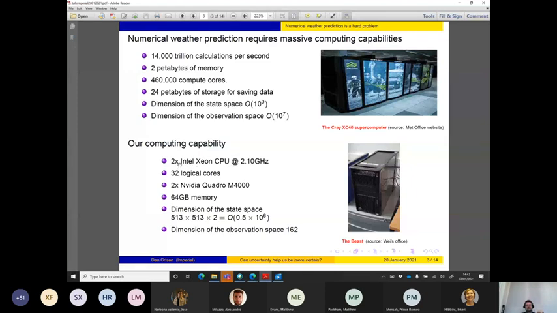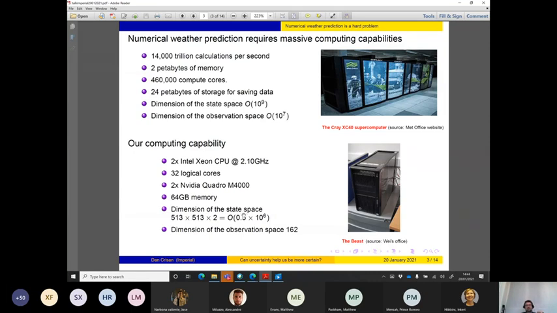This one only has 2 CPUs, with a total of 32 logical cores. Make a comparison with what's above. It does have 2 graphic cards, and we did use them quite extensively. Only 64 gigabytes of memory. Look at that. And we did do simulations.